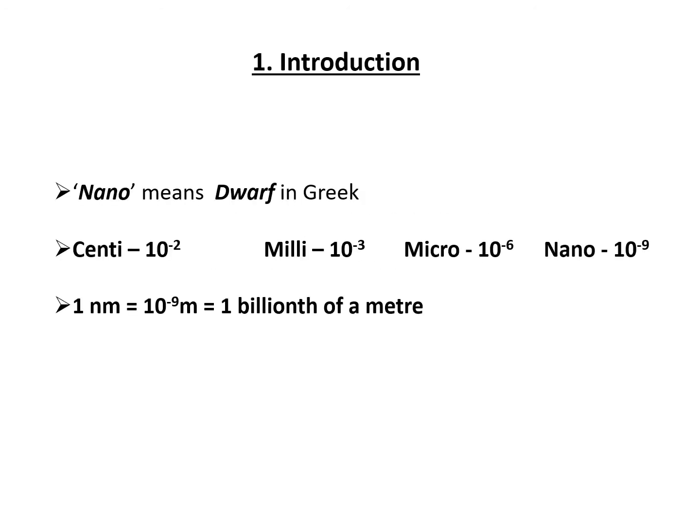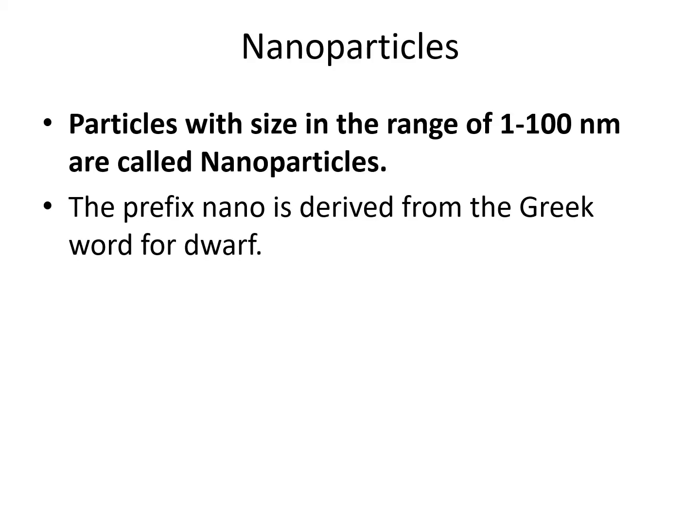Now, the word nano is derived from the Greek word for dwarf. Just as 10 raised to minus 2 is called centi, 10 raised to minus 3 milli, 10 raised to minus 6 micro, 10 raised to minus 9 stands for nano. Or 1 nanometer is 10 raised to minus 9 meter, or 1 billionth of a meter. And nanomaterials have particle size 1 to 100 nanometer in at least one dimension. So we have talked about the definition as well as the term nano.